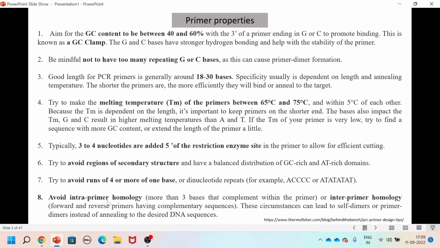The next point, which I have previously explained, is that we should avoid intra-primer homology, so that there should be no base pairing between the components of the primer itself. We should also avoid inter-primer homology. That is, the forward primer and reverse primer should not be complementary to each other, as if they are complementary, they will bind to each other and lead to the formation of primer dimers.